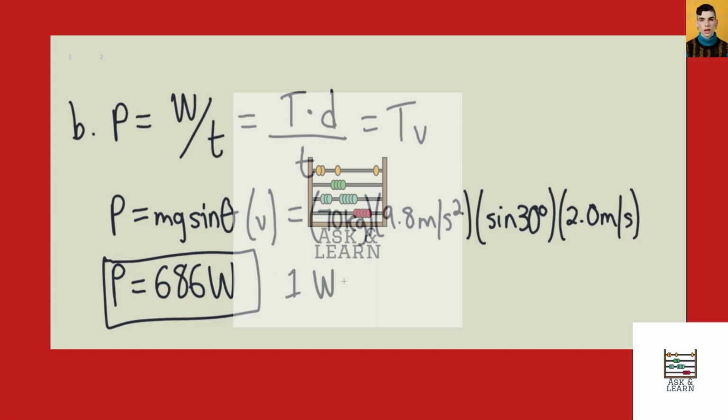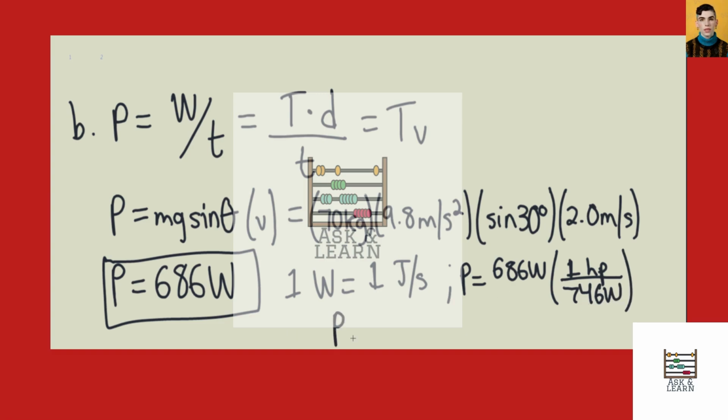Again, 1 watt is simply equal to 1 joule per second. That's what the watt unit would mean. And if we were to convert this into horsepower, we can say that the power is going to equal 686 watts multiplied by, we know that 1 horsepower supplies 746 watts. And so the power of the motor is 686 watts, or 0.92 horsepower. This would be our final answer for part B in horsepower as opposed to watts. That is the end of the solution.